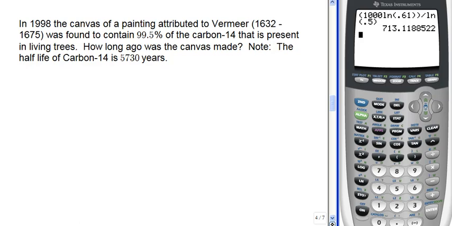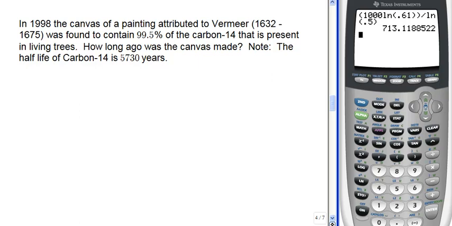So in this example, in 1998, the canvas of a painting attributed to the painter Vermeer, who was a painter from 1632 to 1675, was found to contain 99.5% of the carbon-14 that is present in living trees. We want to know how long ago was the canvas made, and we want to note that the half-life of carbon-14 is 5,730 years. So this is a process that authenticators would use to determine how authentic a particular painting is. If somebody is claiming it to be made from one of the masters, this would be a way to decide that.